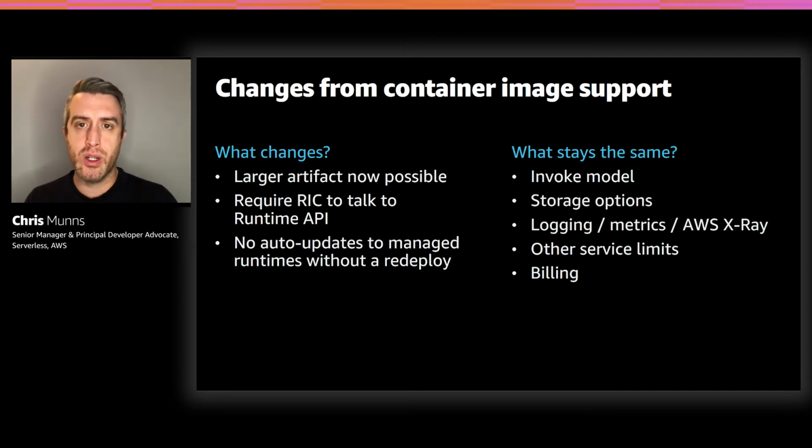What things don't change? I'm going to go a little deeper into each of these. The invoke model does not change. Storage options do not change. Logging, metrics, and things like AWS X-Ray and how you use them does not change. Other service limits don't change, so you are still limited to 15 minutes of maximum function duration. How Lambda scales in terms of in-region burst limits and your account limits doesn't change. That stuff all stays the same. And then billing, which I'll talk about, the billing update that we've had here at re:Invent as well, also still functions exactly the same.